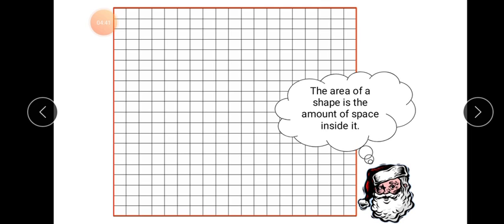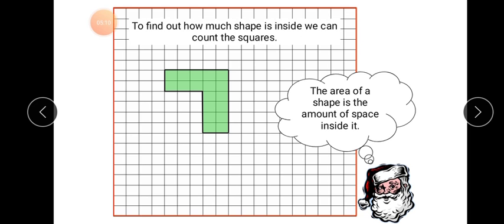Now let us learn area. The area of a shape is the amount of space inside it. Perimeter was the total boundary, whereas area means the total space inside the figure. Have you seen the colored green part? That colored part is called the area. So we can define area as the amount of space inside it. How to find the area? We have to count the number of squares.